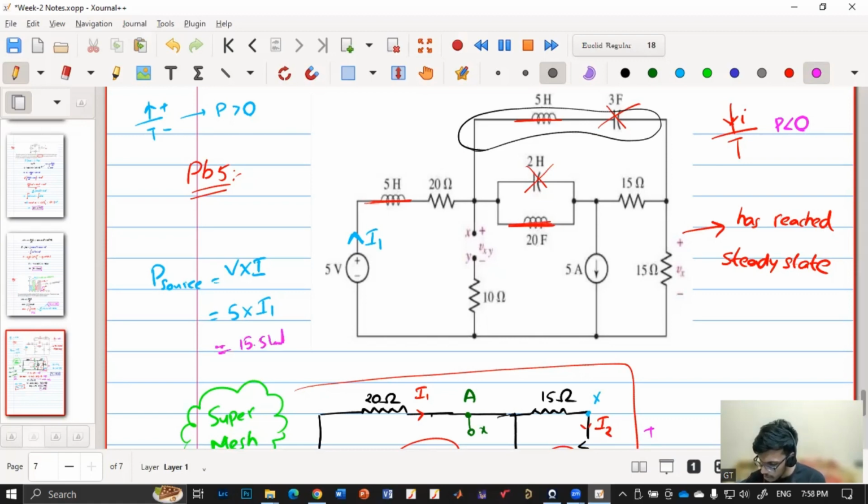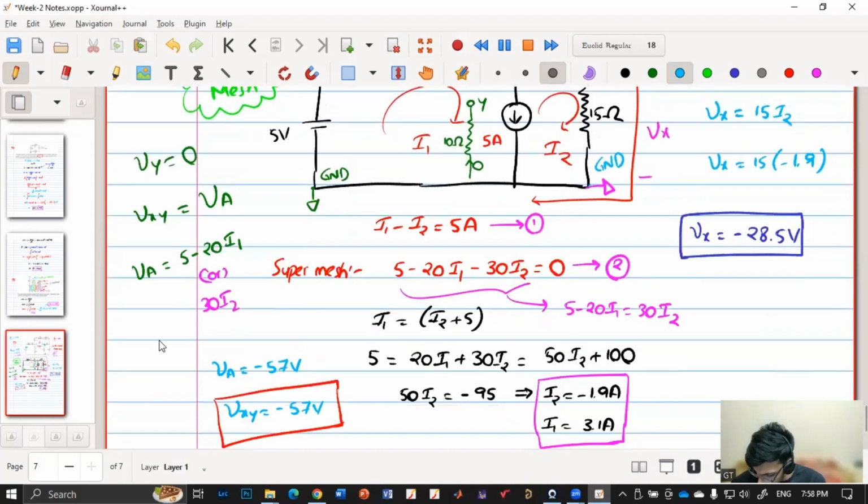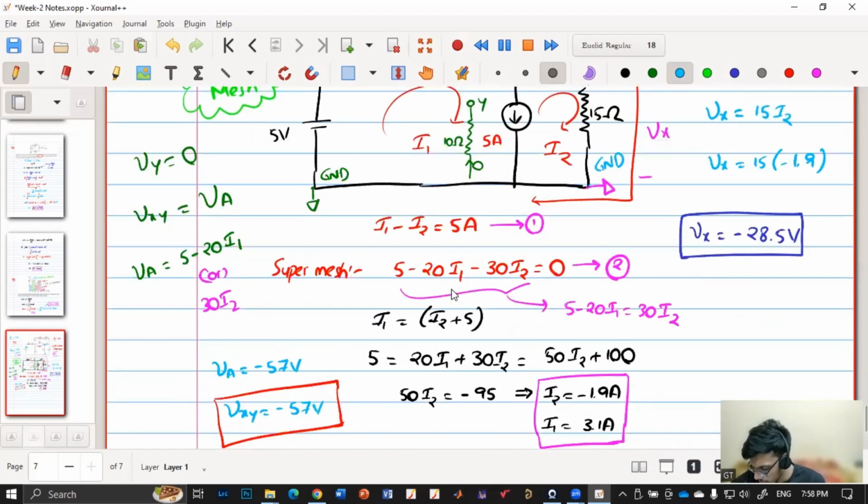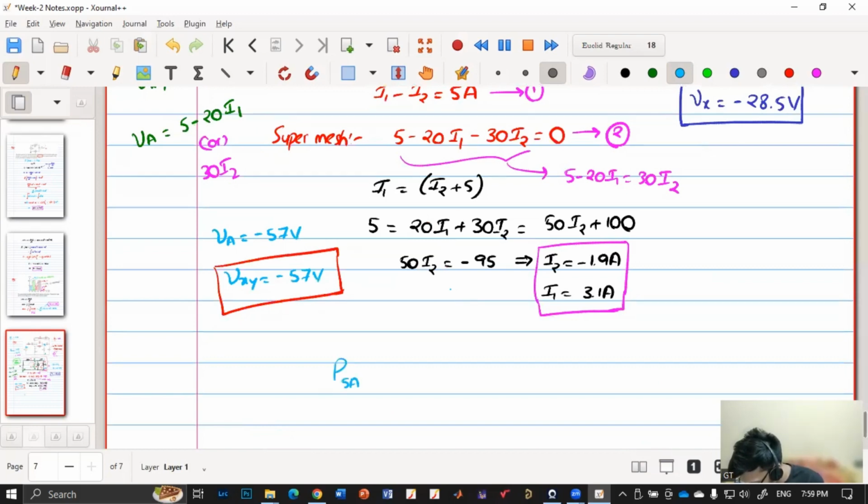Similarly, you have to check the voltage across this current source. Again, you have to remember, if a current source is supplying, then the polarity will look something like this: this terminal is positive and this terminal is negative. And if you found this voltage, we got that it is 57 volts, with this terminal positive and this terminal negative. So the current source is also supplying power. Power supplied by the 5 ampere current source is the voltage across it, 57 volt, times the current it is supplying: 57 times 5, 285 watt. So the current source is supplying more power than the voltage source, and that's how you calculate.